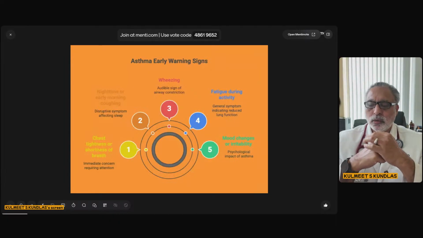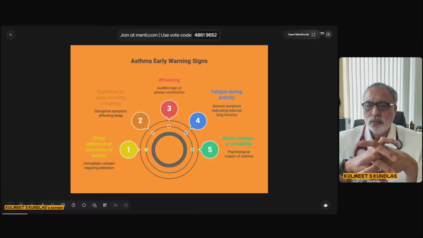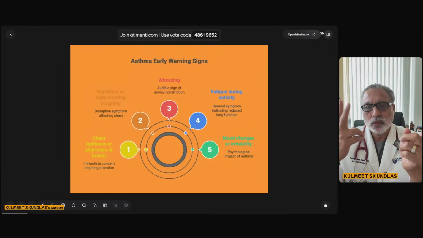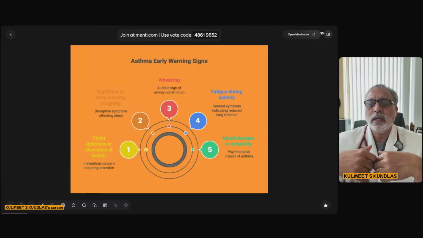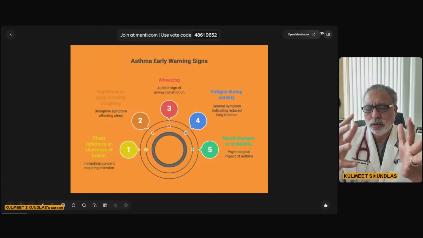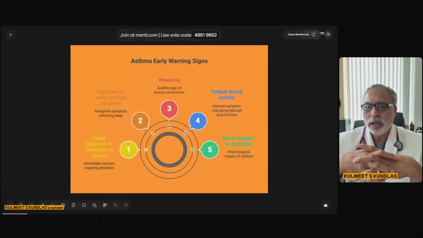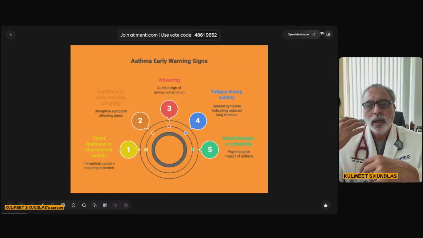The first question is, what are the early warning signs of asthma? I want to take this question up in two parts. One is, what are the early signs or symptoms? Usually, if you have a persistent cough, unexplained shortness of breath, or unexplained tiredness, look into this.